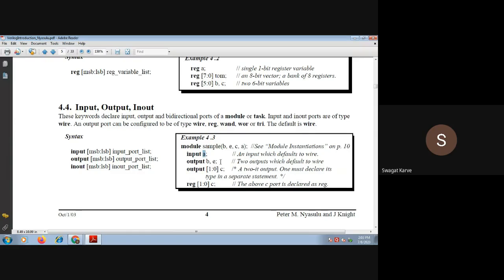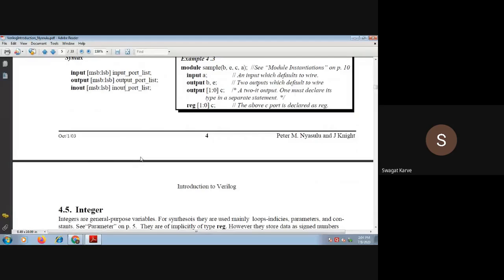In output B comma C, that means two outputs which default to wire. Output 1 as to 0, that means it's a 2-bit output, and its data type you have to declare. So again, see the last example. Register 1 as to 0 and C. That means this C, whatever you have declared, is of data type register and it's also 2-bit. So in this way, you can use the input, in out and output.